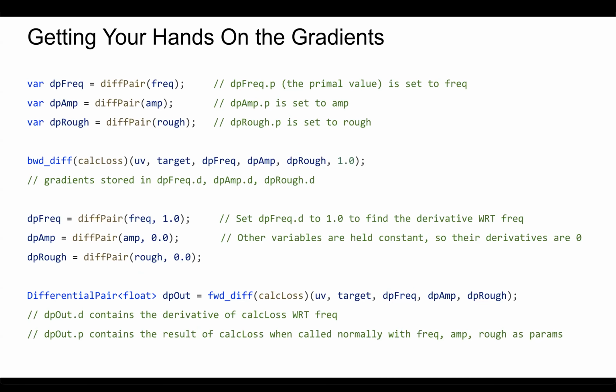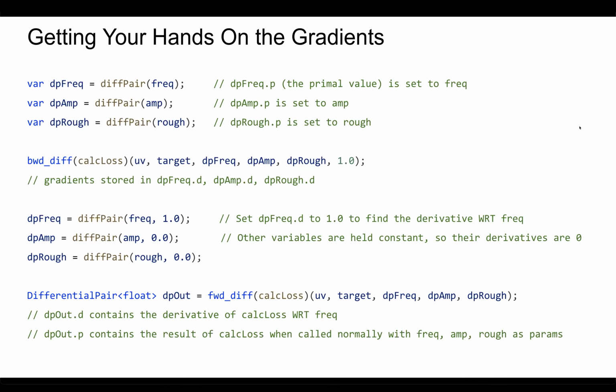Now, Slang then calls the automatically generated backward function. The function uses the primal values that you provide to compute the gradient of the loss with respect to each input. The computed gradients are written back into the differential part of the differential pair. So after the backward diff call, you can access the gradient for each input. Now, remember that we marked the UV coordinates and the target color as no diff, so they don't have to be wrapped in a pair, since no gradient will be computed for them.